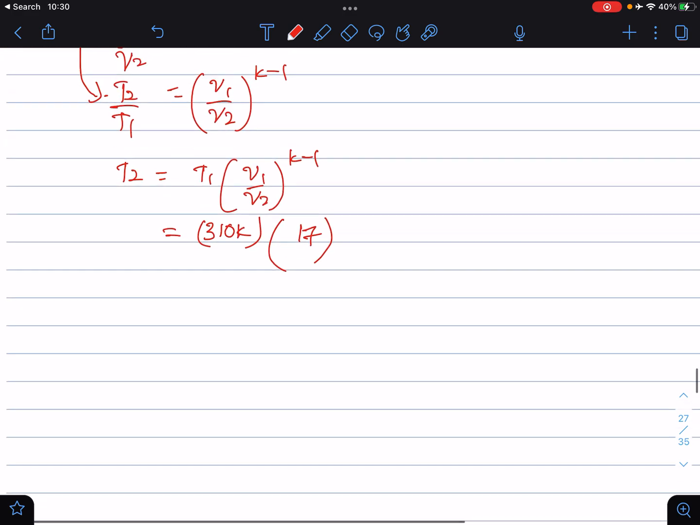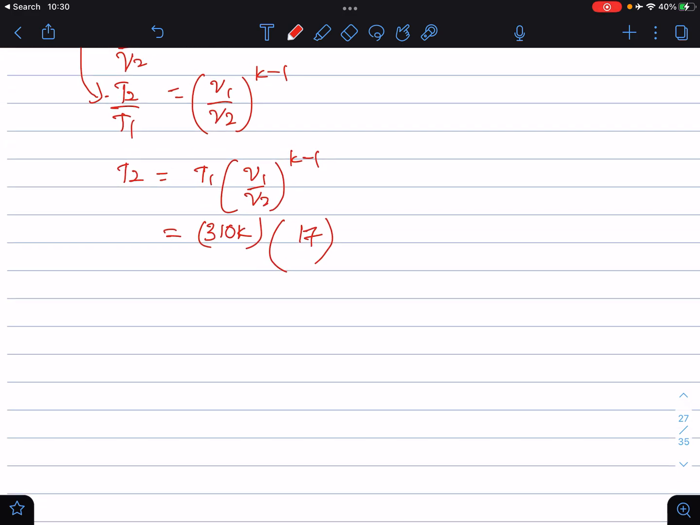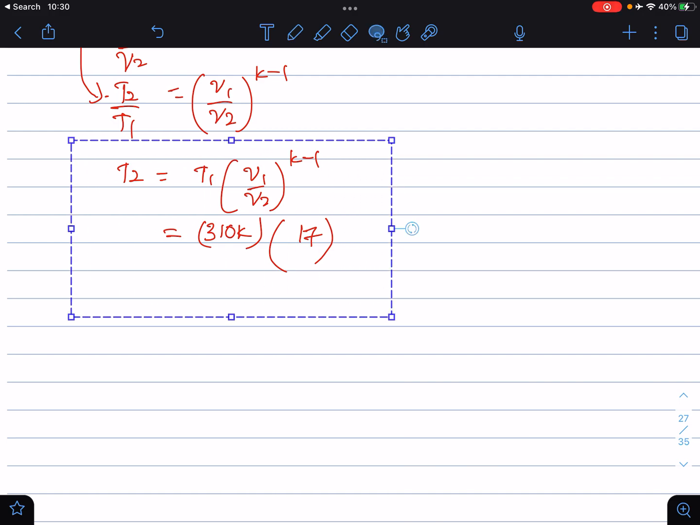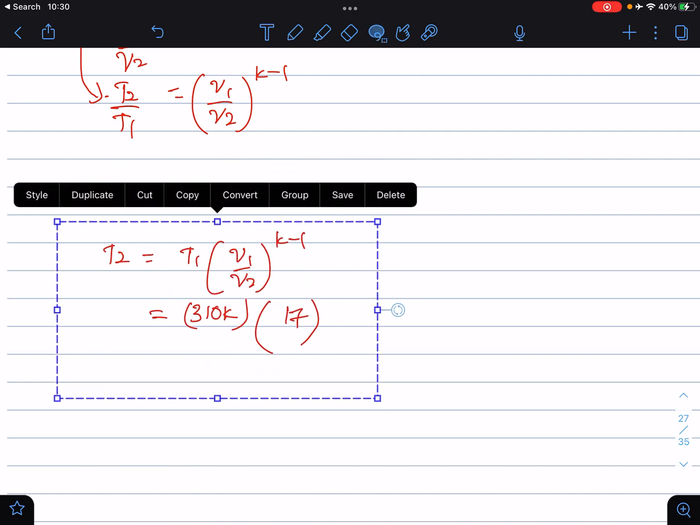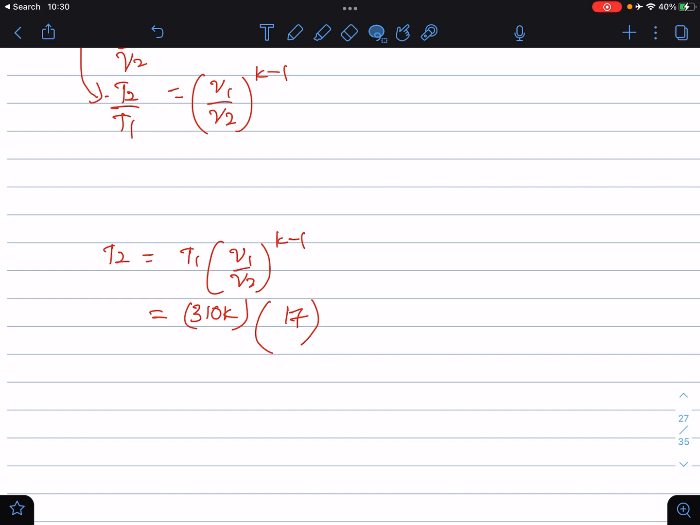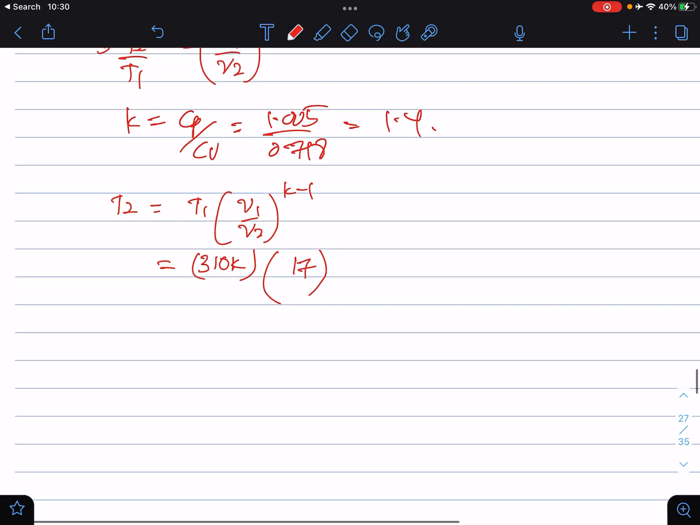K equals Cp over Cv, 1.005 over 0.718. This is equal to 1.4. So K minus 1 is 1.4 minus 1. Then you just punch your calculator to get the answer.